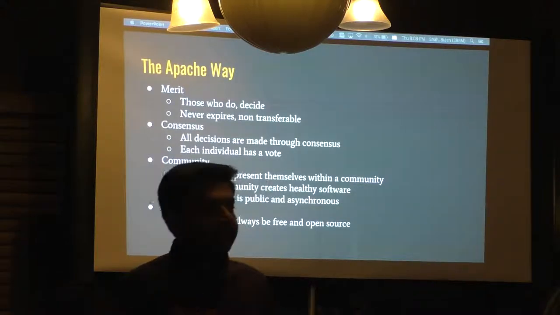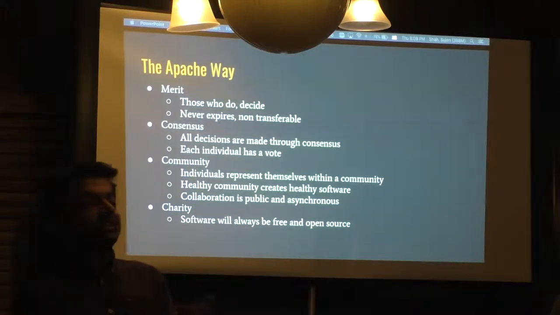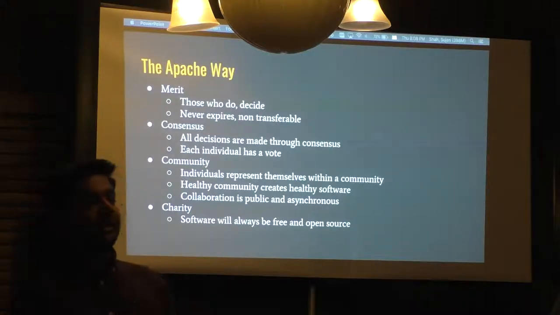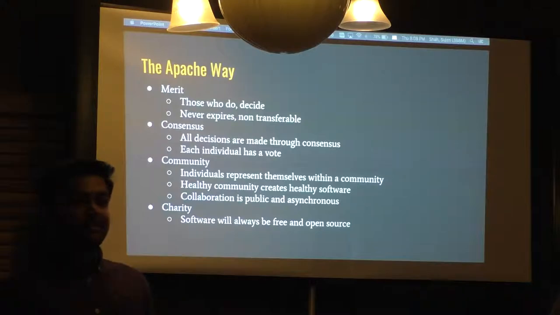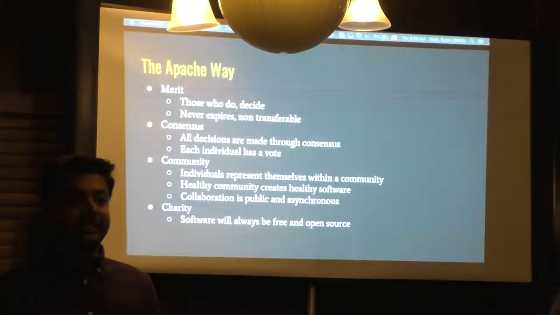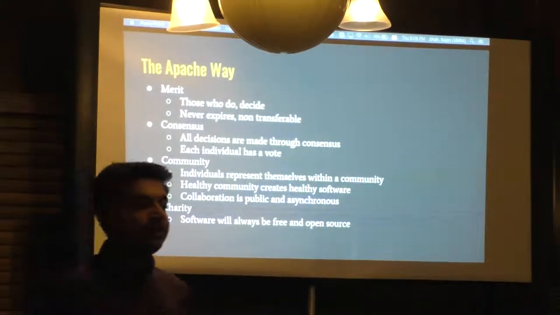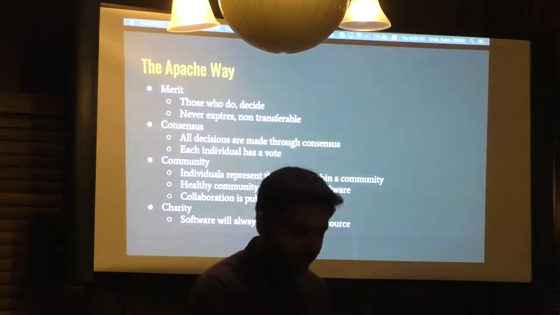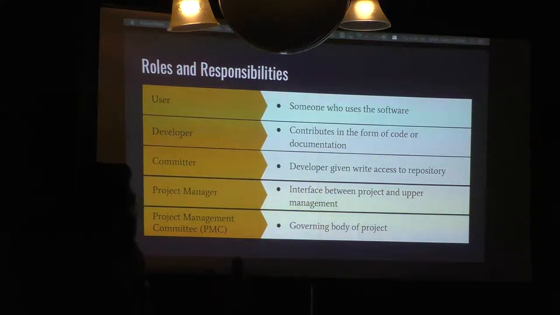And charity. One of the points of charity is that Apache would never pay any developer to maintain software, and all the software that comes out would be free. But you do need a certain commercial support for open source software to really sustain itself. And the way a lot of companies do it is by providing services around the core software, which is already open source. Some of the roles that they define are, probably, a user.